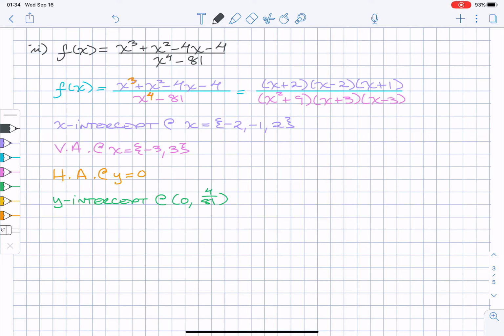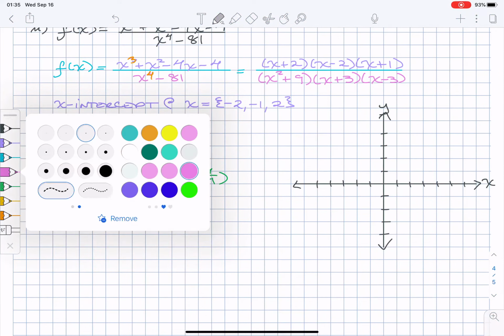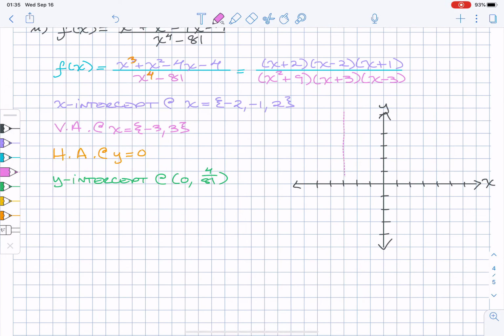So we know we're going to, okay, so x and y coordinate axes. X and y. So 1, 2, 3, 4, 5, 6. 1, 2, 3, 4. 1, 2, 3, 4. 1, 2, 3, 4, 5. Okay, so my vertical asymptotes are at -3 and +3.